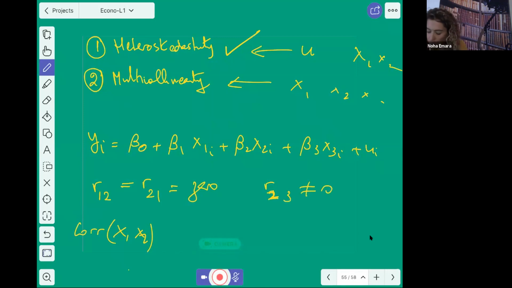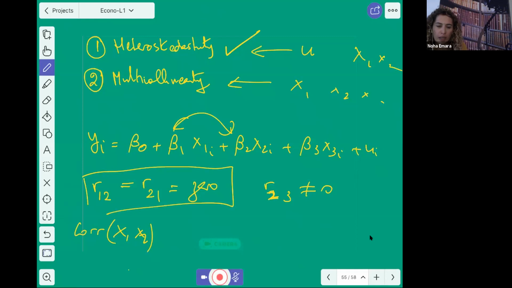Okay, so if I have no correlation between these two, then there is no problem, right? I can estimate beta 1 easily. I can estimate beta 2 easily. I don't have any problem. However, if I do have some connection between x2 and x3, the estimation of this coefficient and this coefficient will not be accurate because they are affected by each other.